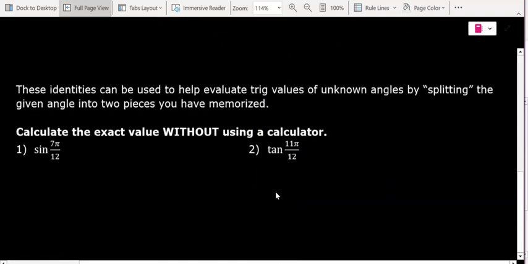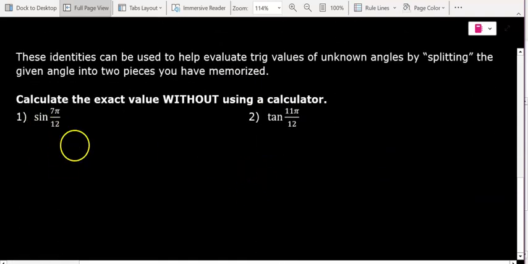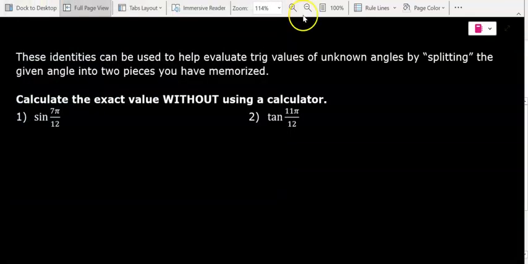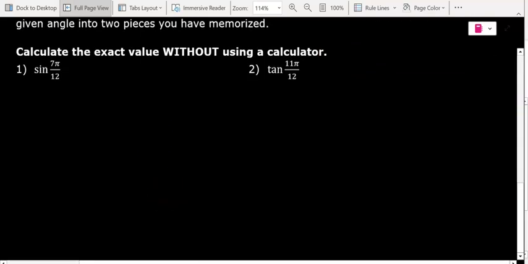So right here, I'm going to find the exact value of sine 7 pi over 12. Now, I can take that sine 7 pi over 12 and put it in my calculator, and I get back square root 6 plus square root 2 divided by 4. This calculator, the TI-30XS, will give that to me. If I use a TI-84, it gives me a decimal. But right here, it gives me the exact value. Now, that doesn't help me when it says that I need to do this without using a calculator. So let's do this without using a calculator.